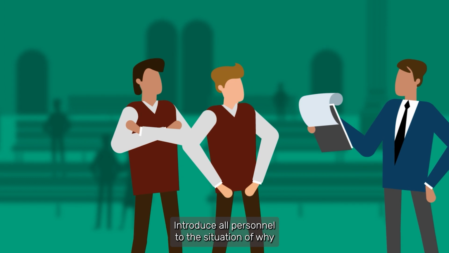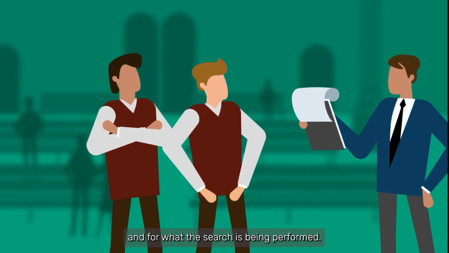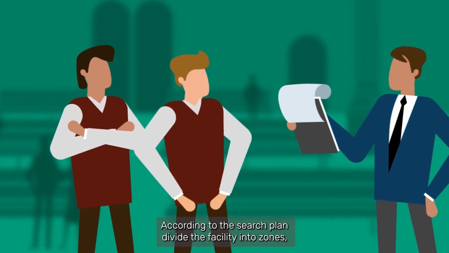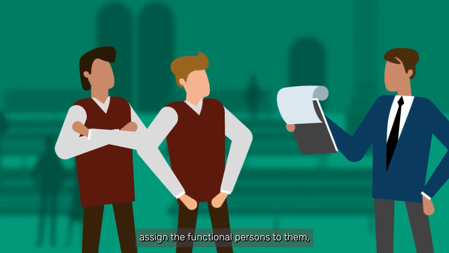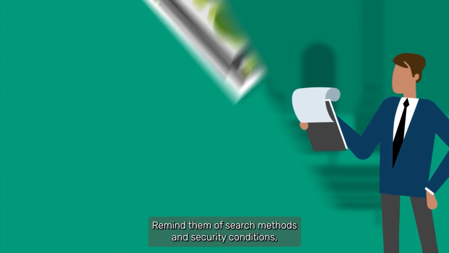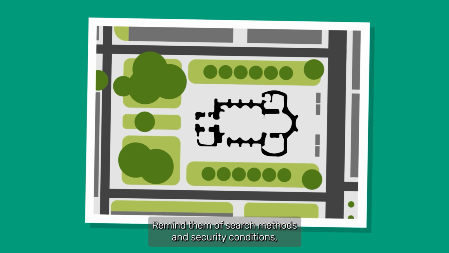Introduce all personnel to the situation of why and for what the search is being performed. According to the search plan, divide the facility into zones, assign functional persons to them, establish communication channels. Remind them of search methods and security conditions.